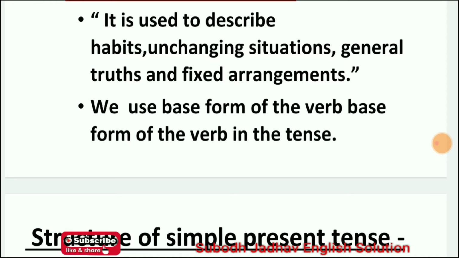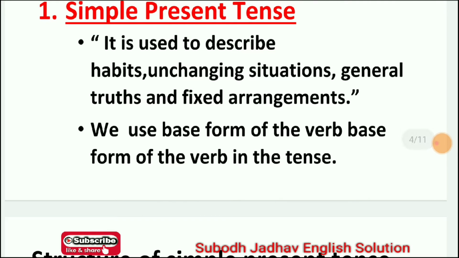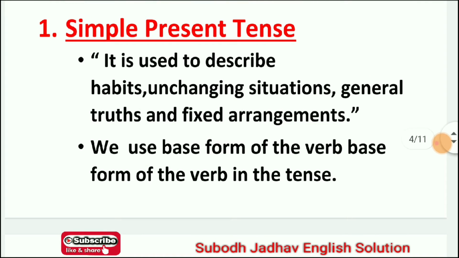Base form of verb means first form of verb. There are four forms of verb. V1 means present. Second is past tense, V2, and V3 is past participle, and V4 is V-ing, present participle, we can say. Here in simple present tense we use the base form, the first form of verb. For example, speak, spoke, spoken. These are the three forms of the verb. We use speak here. It means we use the first form of the verb there.